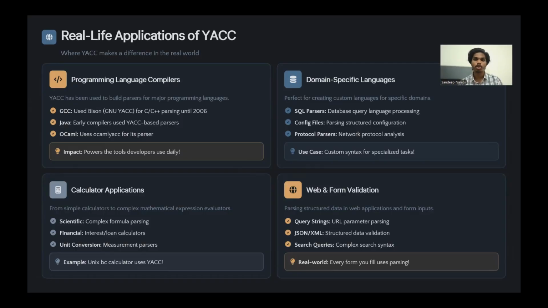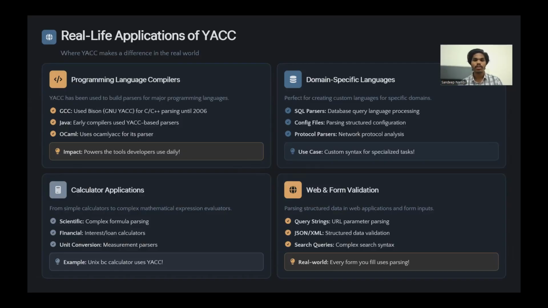And the second one is domain specific languages. This is perfect for creating custom languages for specific domains. And SQL parsers in databases use YACC parser to process query language. Configuration file parsers and network protocol analysis parsers purely rely on YACC. And the third one is calculator applications. The Unix PC calculator uses YACC. Scientific calculators, financial interest calculators, and unit conversion calculators often use YACC based parsers.